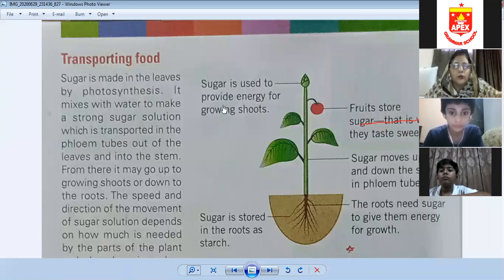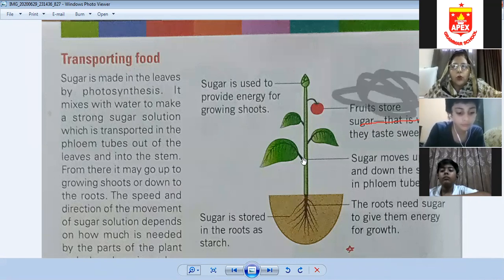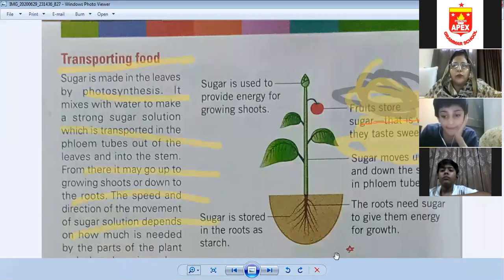You can see sugar is used to provide energy for growing shoots. I have also told you that the early stem of the plant is called the shoot, and the roots grow under the soil. So where sugar is made, it is used in the leaves and it gives energy for growing shoots. It helps the growing shoot to grow.